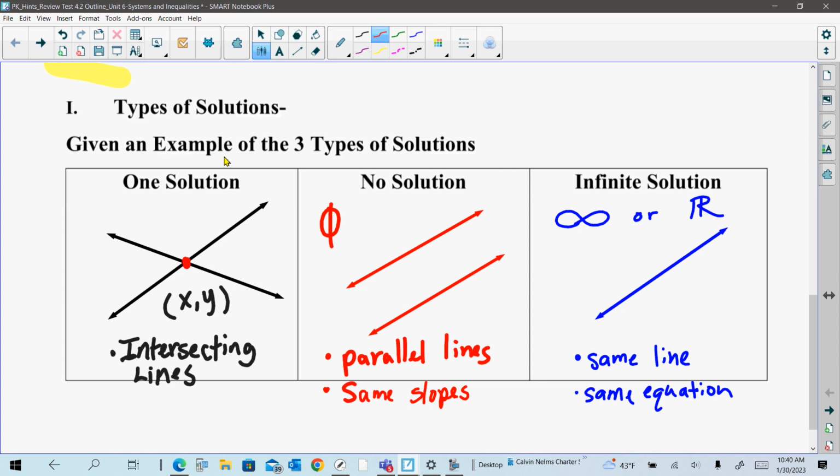It asks for an example of each type. If you just wrote the description, that's fine, but one solution should be intersecting lines. It's a point. No solution should be parallel lines. An infinite solution should be the same line or same equation. Raise your hand if you need to record these 3 types.